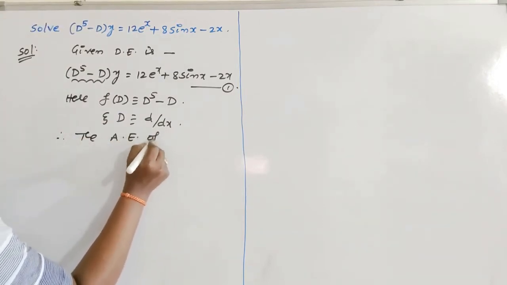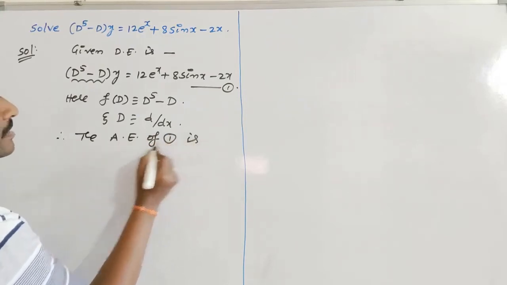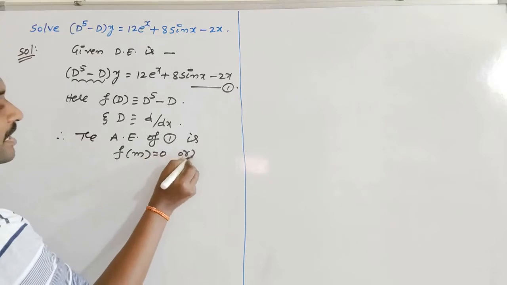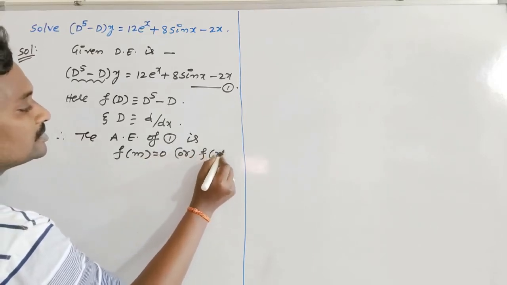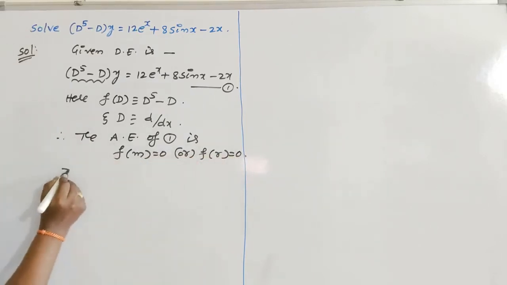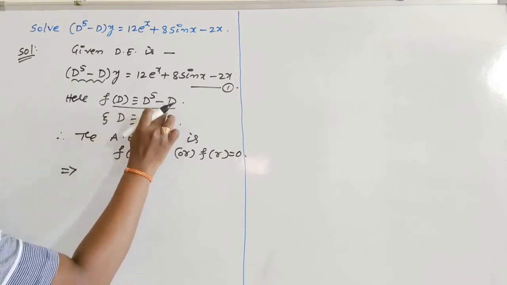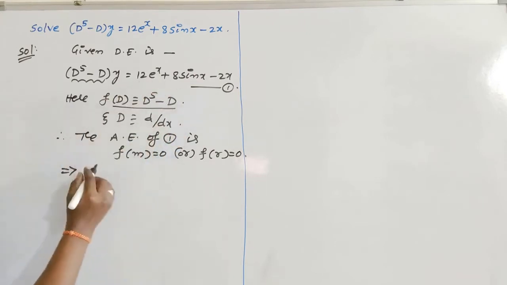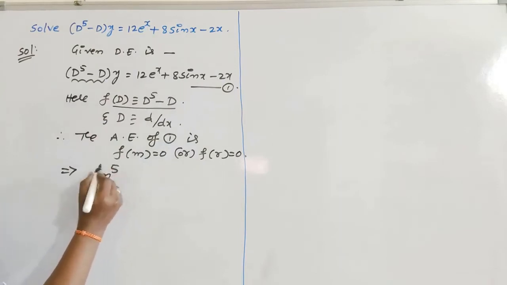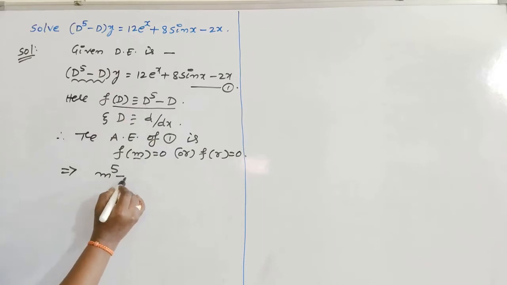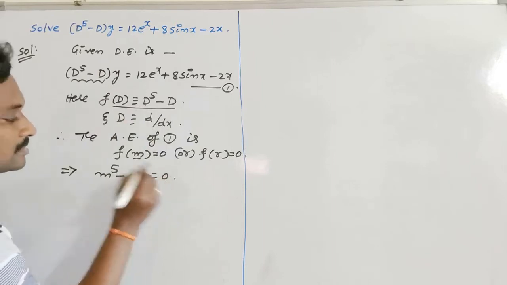Okay, what is the auxiliary equation? The auxiliary equation of 1 is f(m) = 0, otherwise f(r) = 0, as you wish. What is f(m)? In the polynomial f(D), you should replace D by m. So you will get m^5. Whenever we have D, replace it by m. m^5 - m = 0.